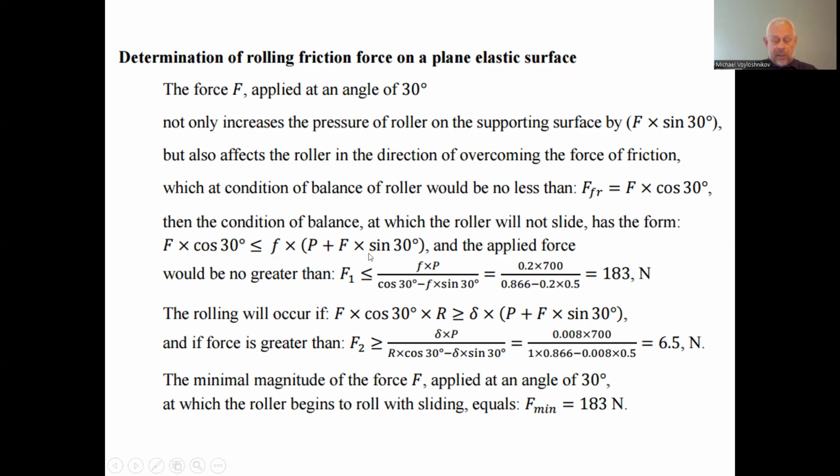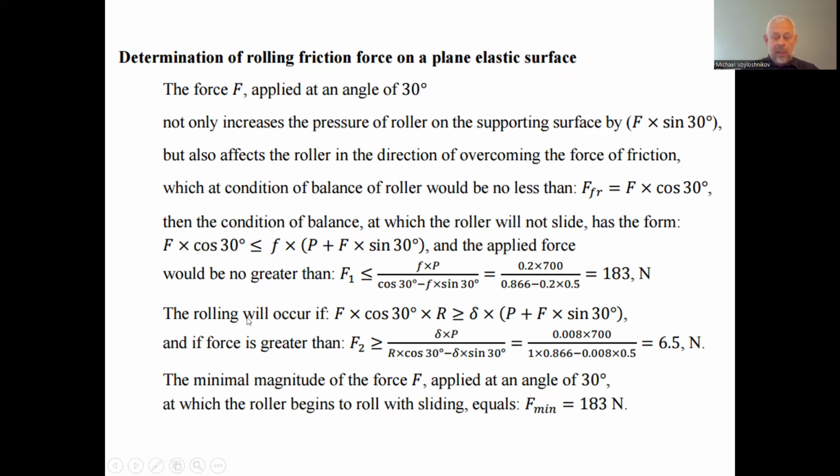After the mathematical transform, we have in the numerator F multiplied by the weight of the wheel, divided by the cosine of 30 degrees minus the friction coefficient by the sine of 30 degrees. So we have 183 Newton. This is the minimal magnitude of the force F, applied in the direction of the force F, which can cause the sliding of the roller.